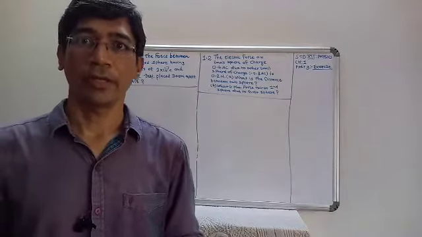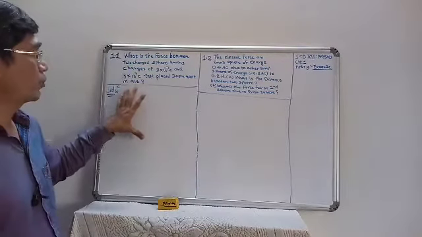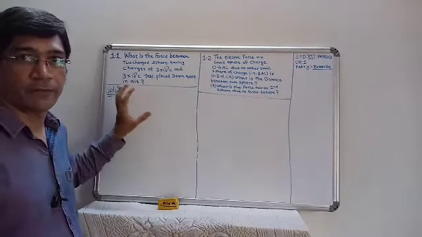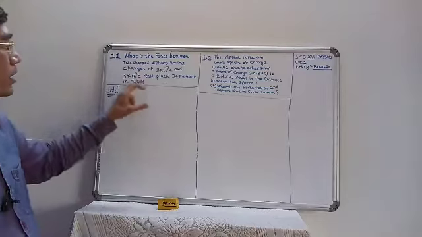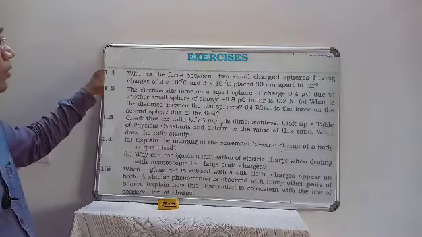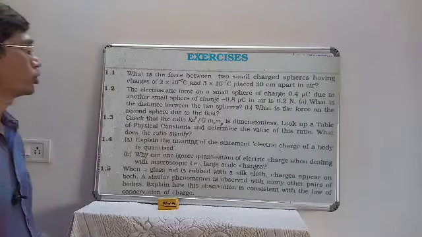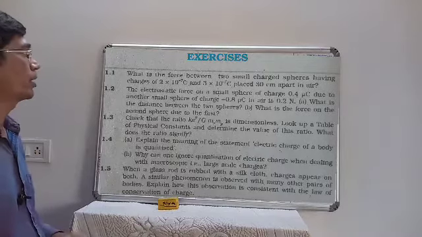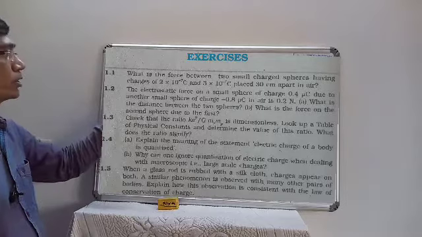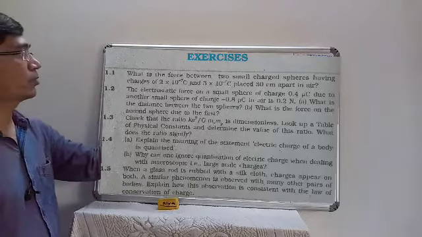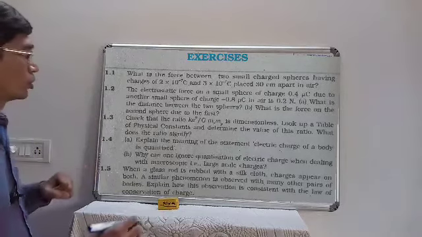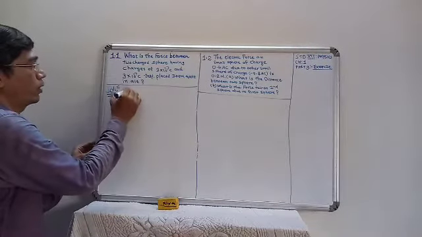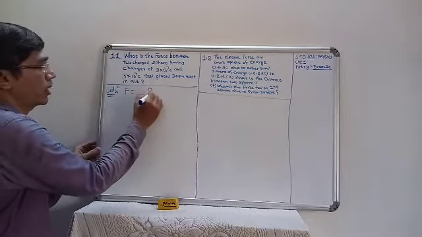Students, now we are taking the exercise questions in the standard 12 chapter 1, Electric Charge and Field. In the exercise, the first question is 1.1. What is the force between two charged spheres having charges of 2 into 10 raised to minus 7 coulomb and 3 into 10 raised to minus 7 coulomb respectively, placed 30 centimeter apart in the air? So here in this example we have to find out the electric force acting between two charges.